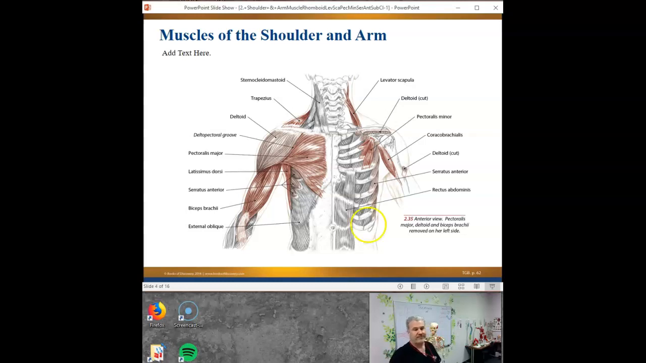Cool. Okay. And by the way, one other muscle I'd like you to find here is the pectoralis minor. Pectoralis minor is on the right-hand side.